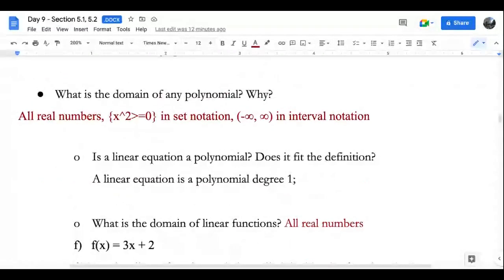So what is the domain of any polynomial function? All real numbers, okay? We use interval notation. We use this notation from negative infinity up to positive infinity, all real numbers. What about a linear function? Well, a linear function is a polynomial of degree 1. So the domain is all real numbers.